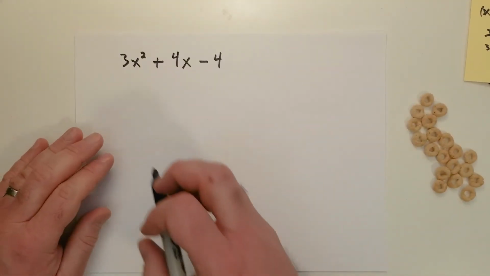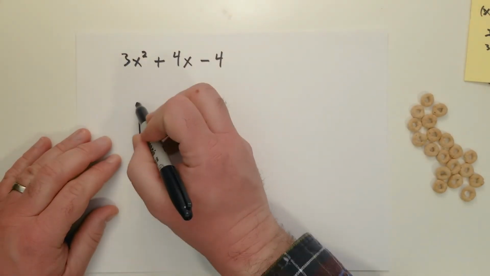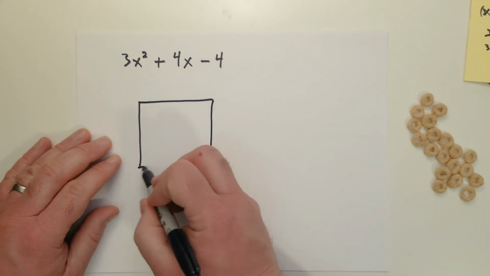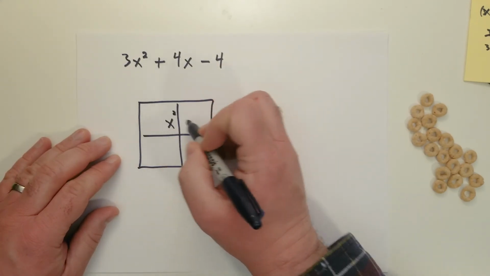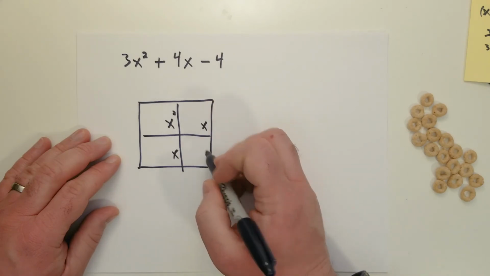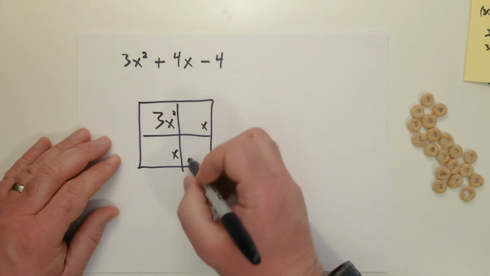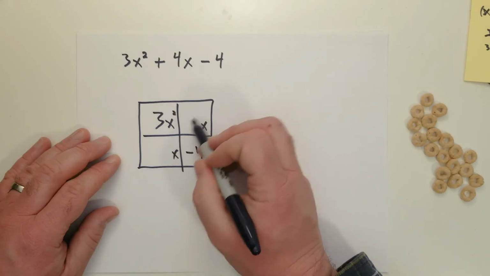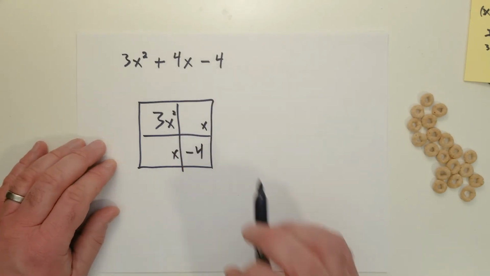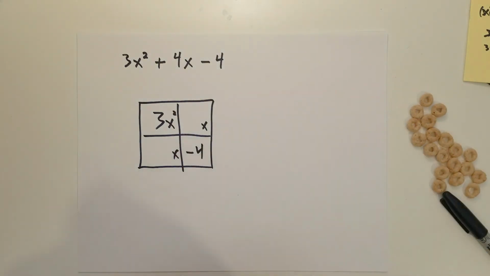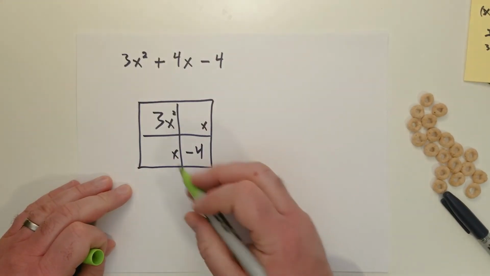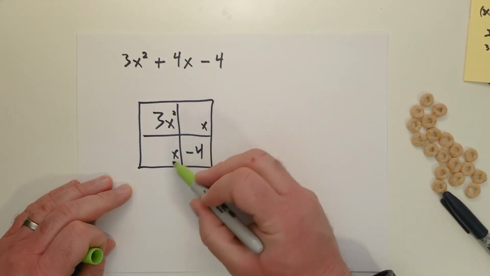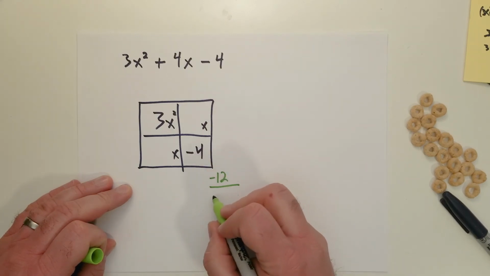Let's do one more for good measure. Our x squareds are going to go here, x is here, and then no numbers here. So that's 3x squared, and that's a negative 4. And these two somehow add up to be 4x, but we don't quite know how yet. Multiply this diagonal, we get negative 12. I'm going to ignore the x squared, but we know that's there, but we already have the x's here, so we don't need to deal with that.